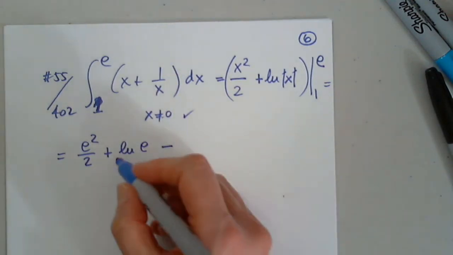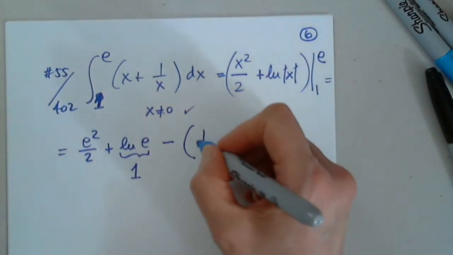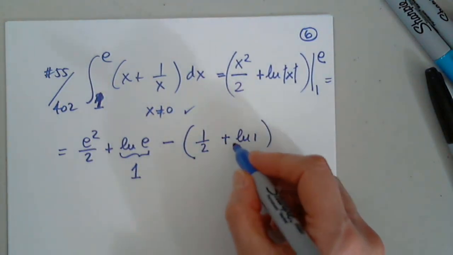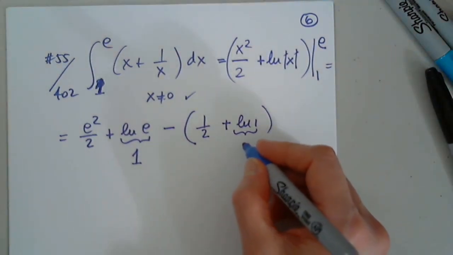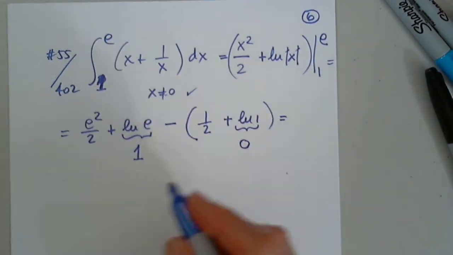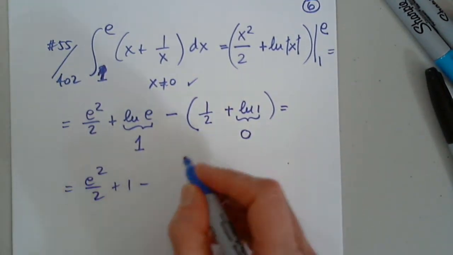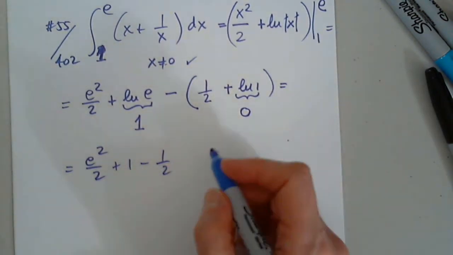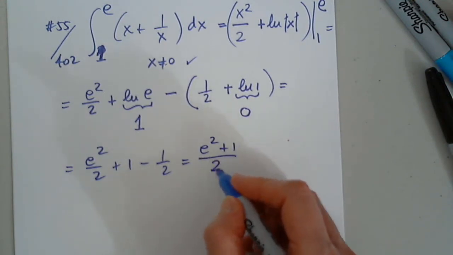1. Yes, great job. 1 minus, when I plug in 1, I have 1/2 plus natural log 1. Anyone remembers natural log 1? 0. Perfect. So then the final answer will be e squared over 2 plus 1 minus 1/2, because this is 0. 1 minus 1/2 is 1/2, so this is e squared plus 1 divided by 2.